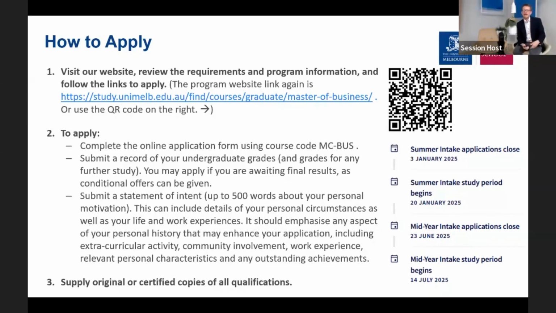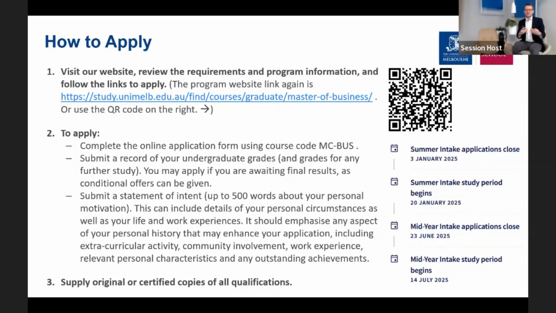And then you'll also be asked to supply original or certified copies of all qualifications. So just be mindful of the application deadlines there. For our January start, you need to make sure your application's in by the 3rd of January. And then our summer term will begin with the pre-teaching period on the 20th of January.